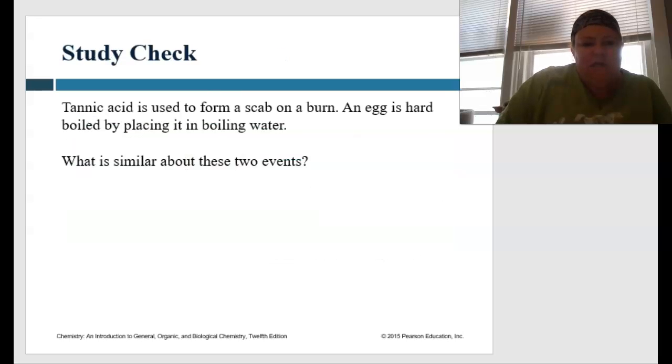All right, so let's apply this. Tannic acid is used to form a scab on a burn. An egg is hard boiled by placing it in boiling water. What is similar about these two events? Think about it, pause me, and come back.